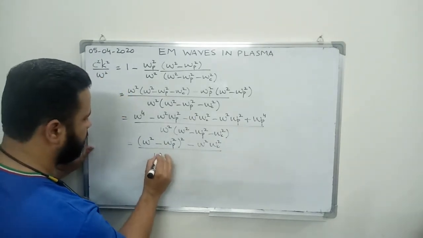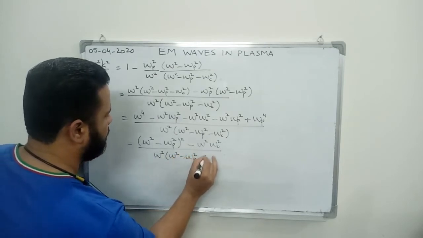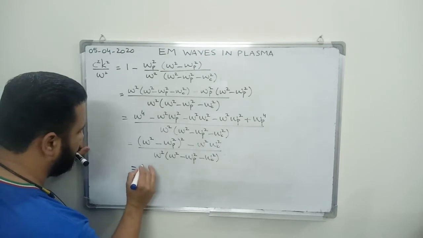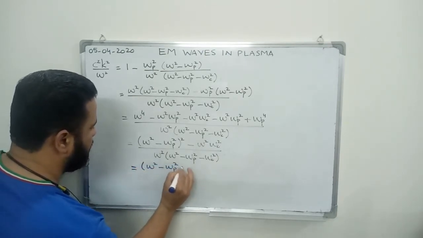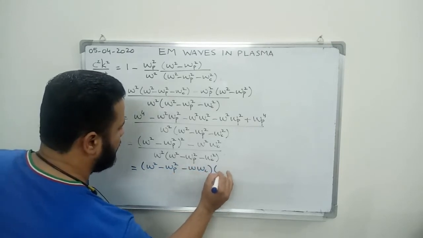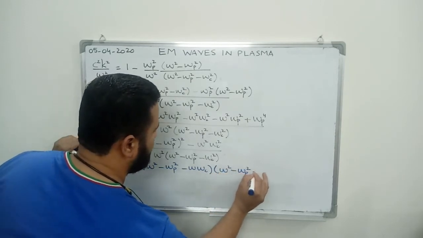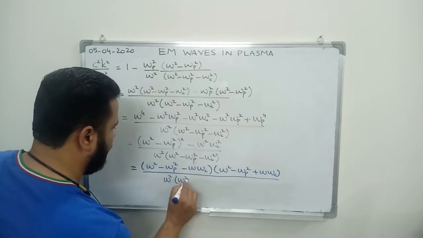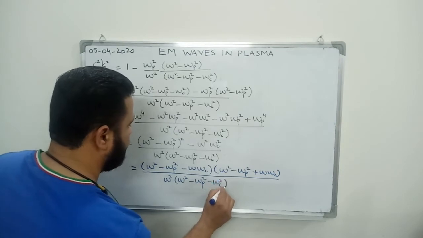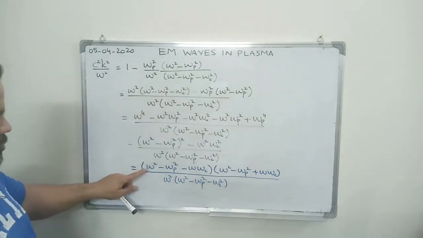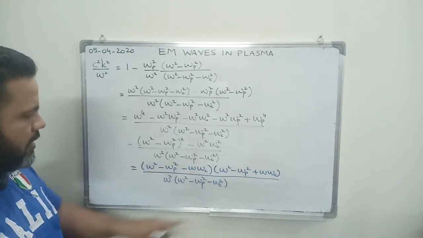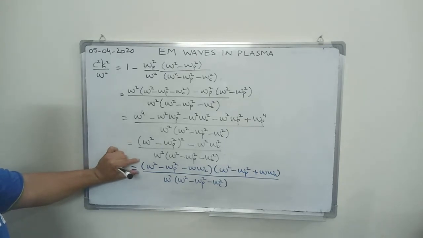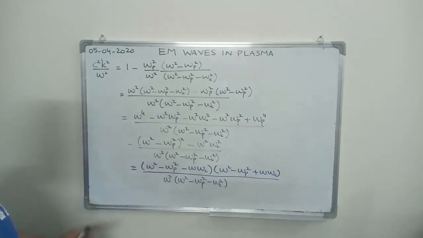divided by this term. Now here you can see that I can write omega square minus omega p square minus omega c, and omega square minus omega p square plus omega c, divided by this term. Now here we have these two terms, omega square minus omega p square minus omega c, and omega square minus omega p square plus omega c. So I'm going to solve one of these terms and then put up here the corresponding relation for this. First I'm going to solve this one.